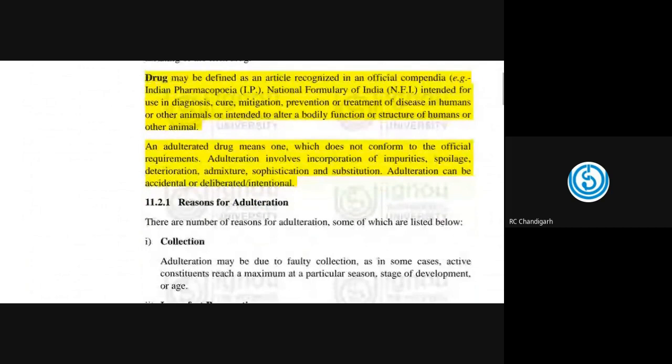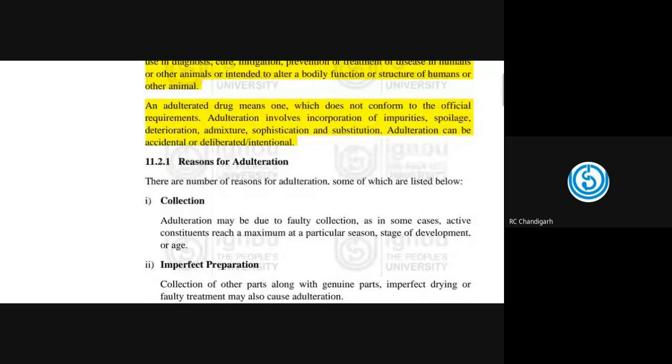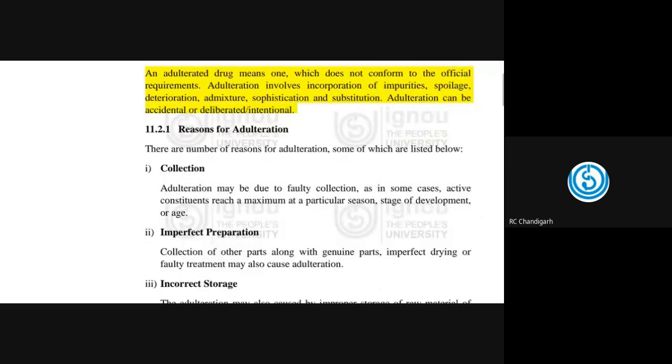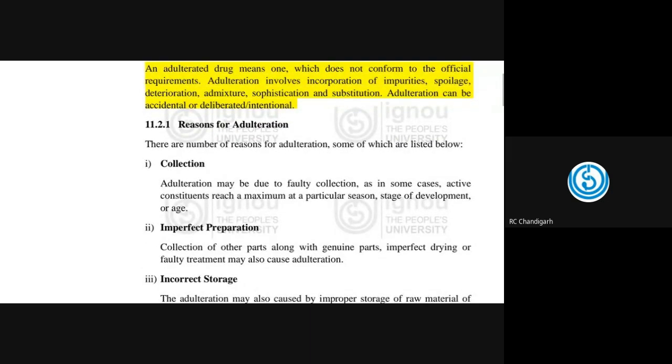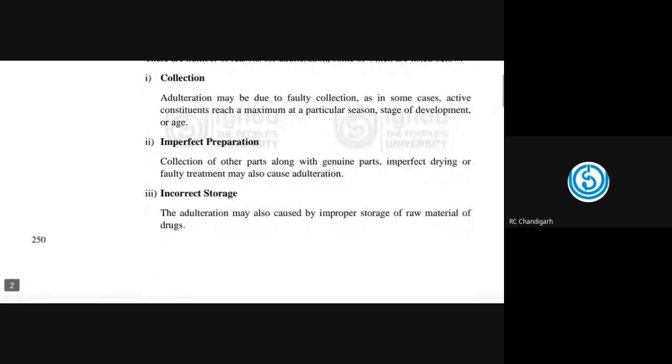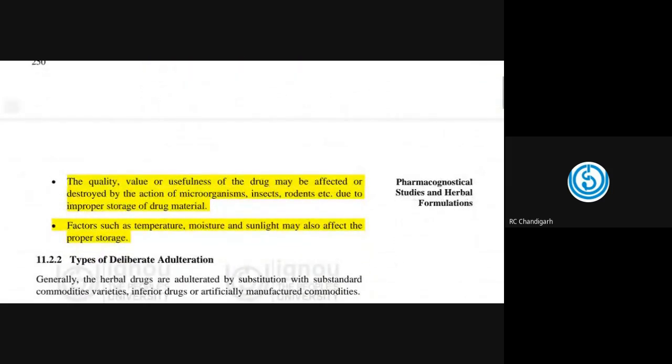Reasons for adulteration. There are a number of reasons for adulteration. Some are listed below: for collection, for imperfect preparation, for incorrect storage. So the quality, value, or usefulness of a drug may be affected or destroyed by the action of microorganisms, insects, and rodents due to improper storage of drug material. Factors such as temperature, moisture, and sunlight may also affect the proper storage of these drugs.